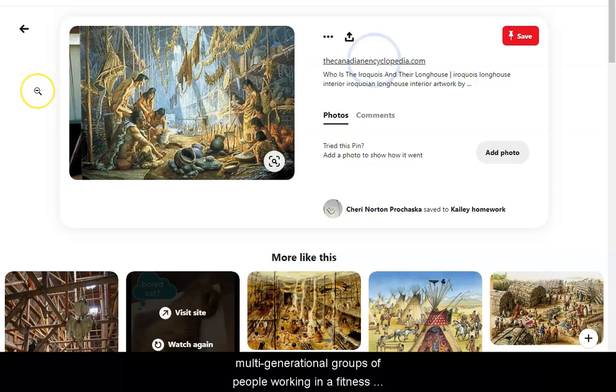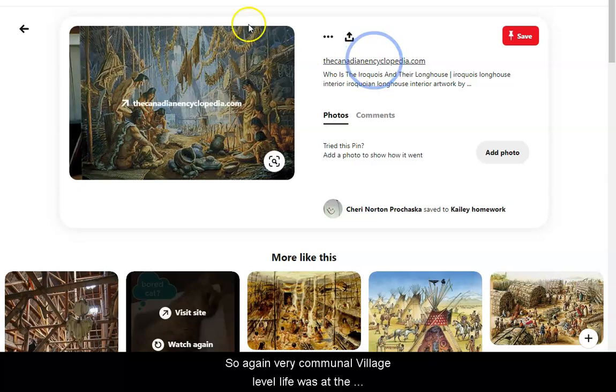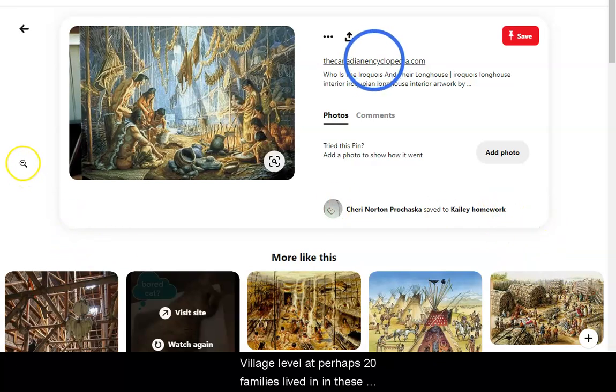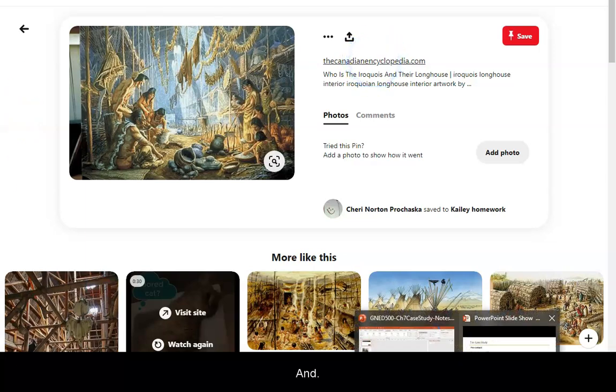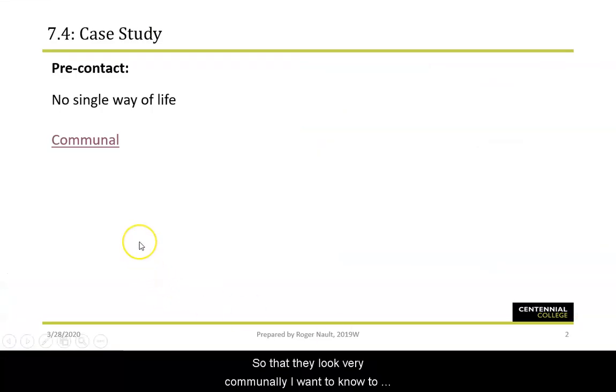multi-generational groups of people working within this long building, all kinds of different tasks going on. So again, very communal, village level. Life was at the village level. Perhaps 20 families lived in these longhouse areas. And so they lived very communally.